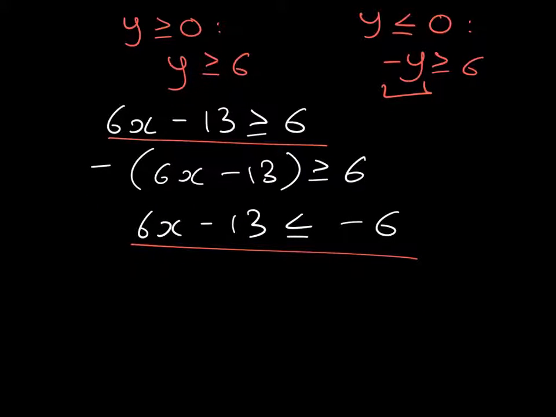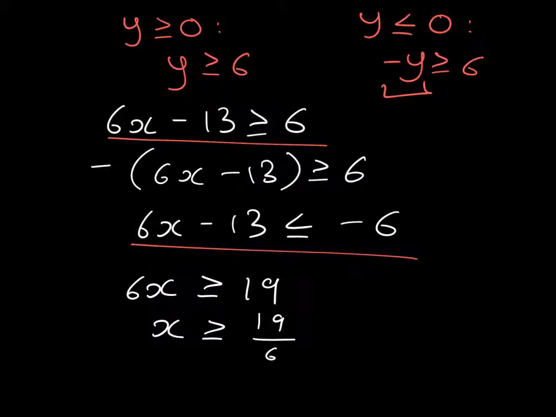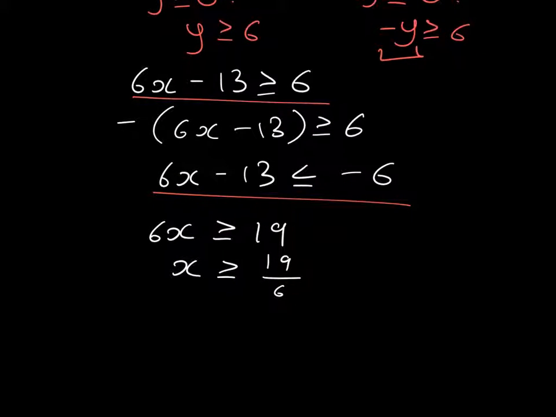So first let's simplify the top equation. So that's one part of the solution, x is greater than or equal to 19 over 6. And the second part of the solution is 6x is less than or equal to 7, and x is less than or equal to 7/6.